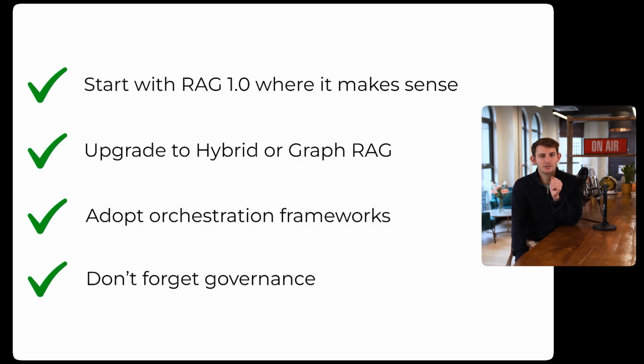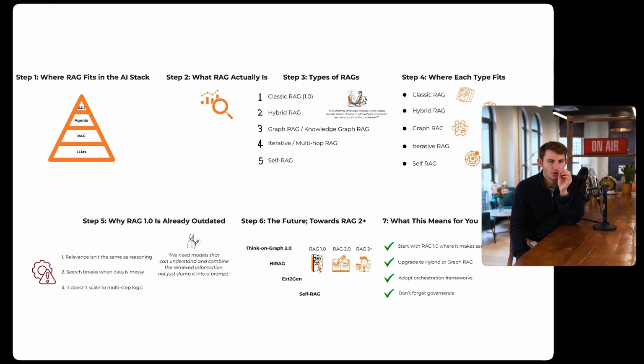And if you're buying AI tools, ask vendors which retrieval strategy they use. If the answer is just vector search, you're buying 2023 tech in a 2025 world. I spent the last year working with clients testing these variants, and here's the truth. There's no best version. There's only the one that fits your use case.